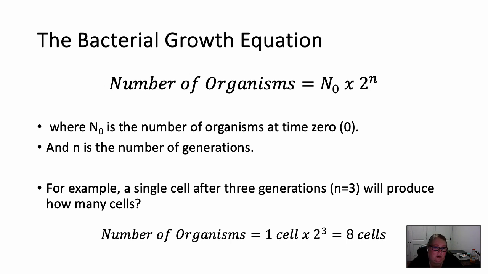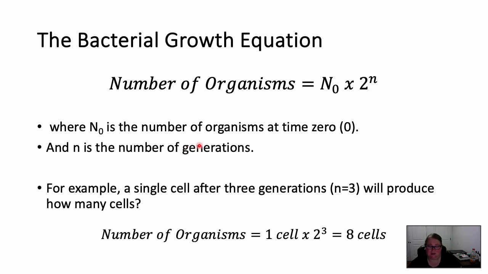So our bacterial growth equation is going to be the number of organisms is equal to N0 times 2 raised to the N. N0 is the number of organisms at time 0, so how many you start with, and N is the total number of generation times you're letting the bacteria grow. For example, a single cell after 3 generations, that means that N is going to be equal to 3, will produce how many cells?